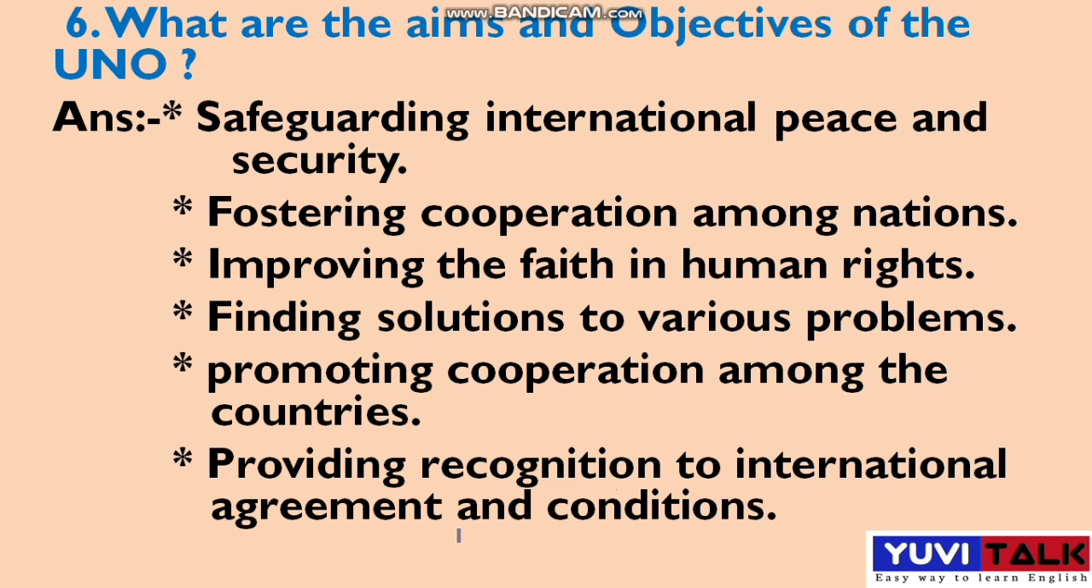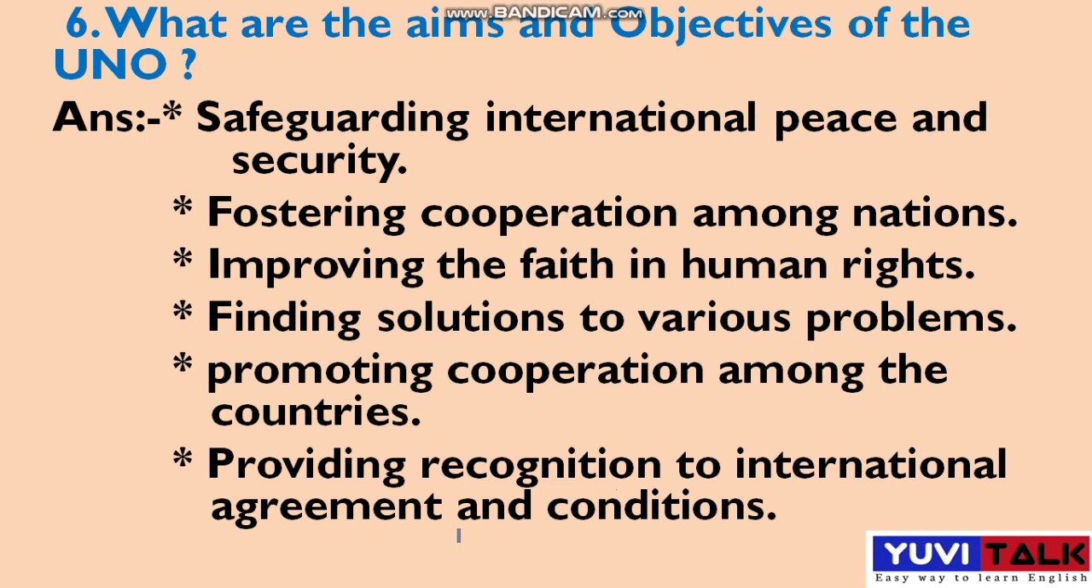And second is fostering cooperation among nations. They want to create cooperation among the nations. The third point is improving faith in human rights. It is also an important thing, because the people must have faith in human rights. Okay. Next is finding solutions to various problems, and the UNO also works on it. They are finding solutions for the various problems among the countries. And next is promoting cooperation among the countries.